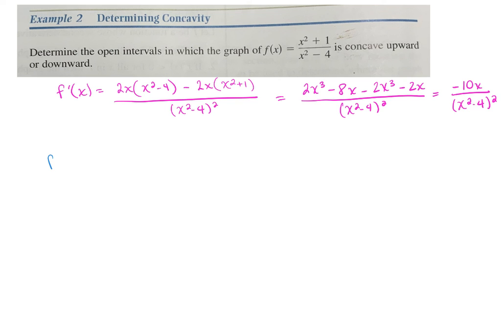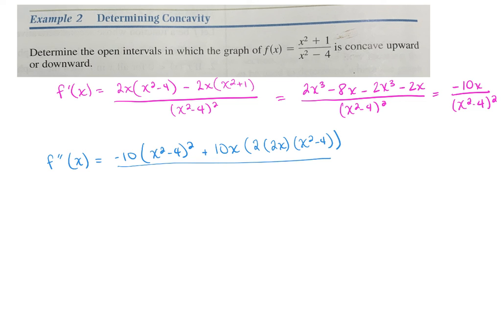Second derivative. Derivative of the top times the bottom, minus, and that's going to be minus a negative, so we're just going to do plus that 10x. And then for the derivative of the bottom, you have 2 times your 2x times your x squared minus 4 to the first power, all over the bottom squared.